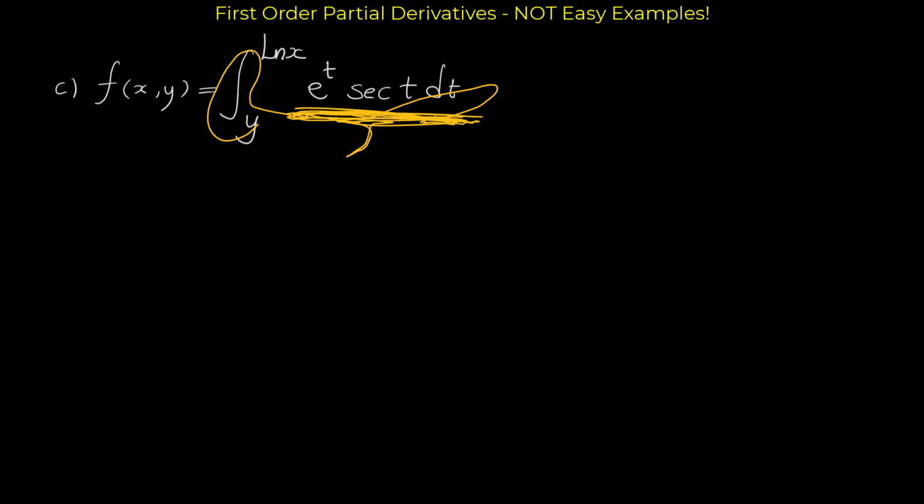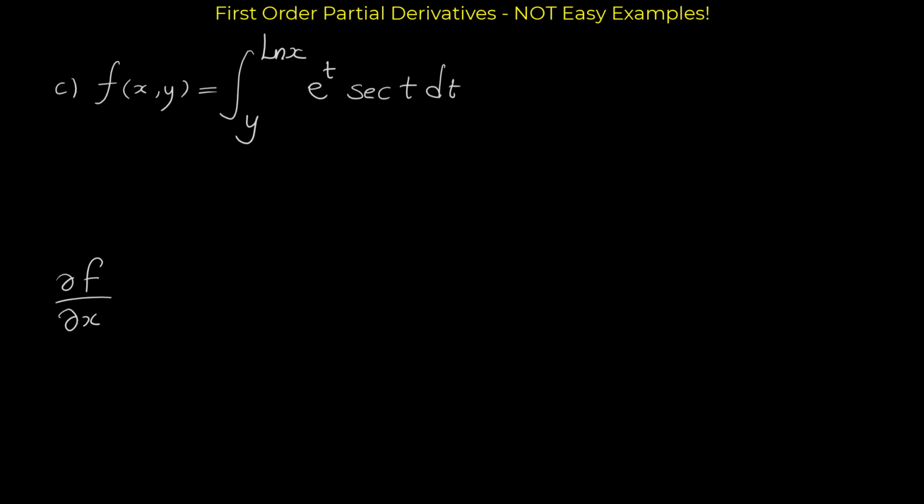When we take the integral of this expression, at the end we are going to plug in ln of x and y for t. So our function would be only in terms of x and y, not t. Because in the definite integral, we know that we are going to replace the variable with the upper bound and lower bound. So f has only two variables, and those are x and y. For this function, we want to find the partial derivative with respect to x and the partial derivative with respect to y.